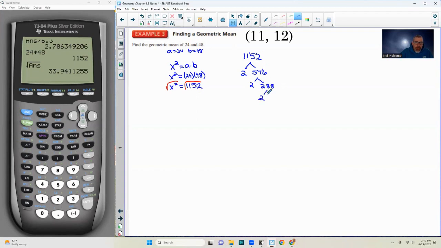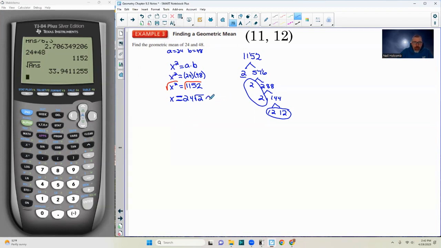Now it's getting easier. 2 goes into 144. Okay, and now that I have a perfect square, I'm just going to stop right there. I have 12 times 12, and I have a 2 times 2. So 12 times 2 is 24, and I still have this 2 left over, so that stays in the radical. So x is equal. I can still say equal now because I haven't approximated. And the geometric mean of 24 and 48 is 24 square root 2.